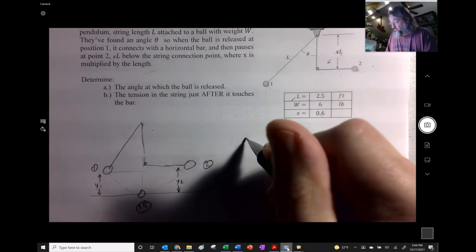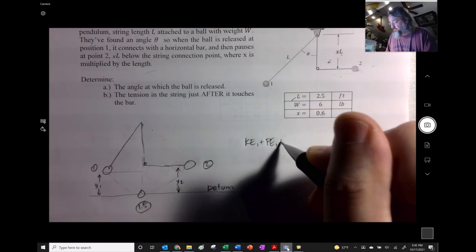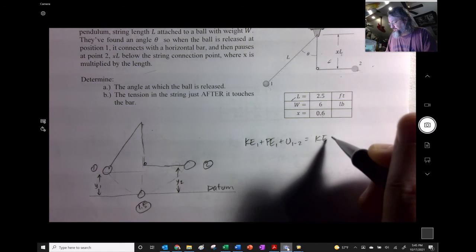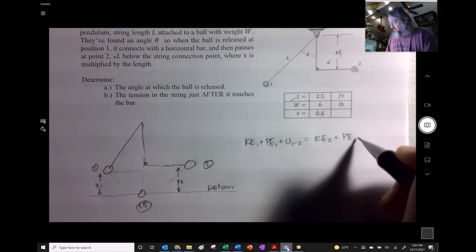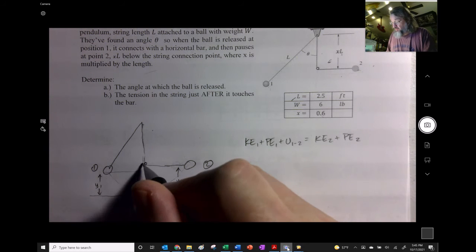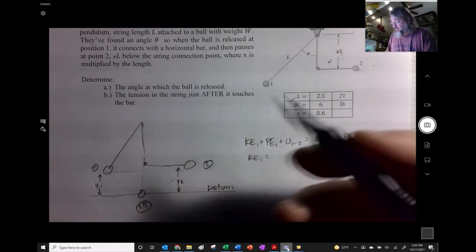All right, so I write out my equation, and just so you know, it's a really good idea to write out the equations for these kinds of things. You get all kinds of partial credit for having done that. Okay, so KE1 is 0, right?